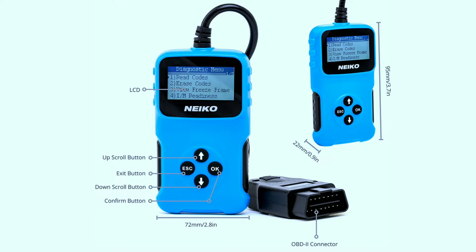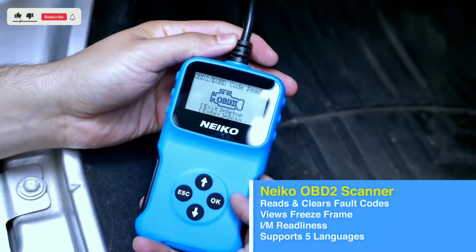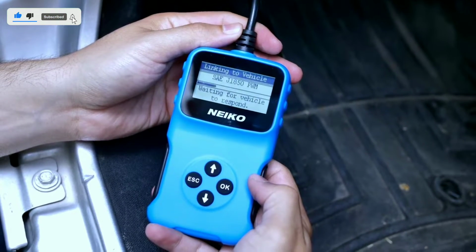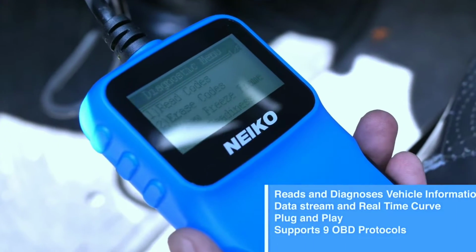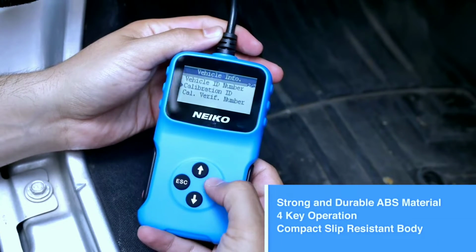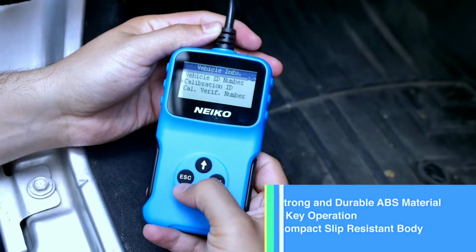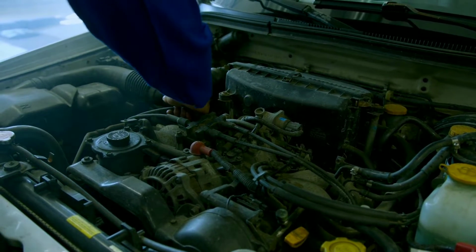Let's talk about user interface and navigation. The NEIKO 40500A features a user-friendly interface with a clear LCD screen. The menu is intuitive, making it easy for both beginners and experienced users to navigate through the various functions. Whether you're checking diagnostic trouble codes, viewing live data, or accessing the I/M readiness status, the NEIKO 40500A simplifies the process. Now, let's put this scanner to the test.